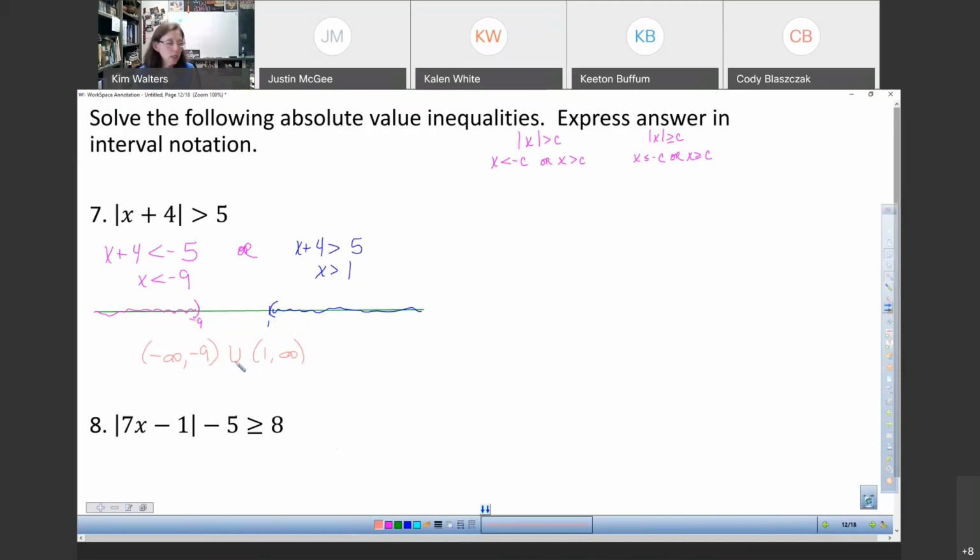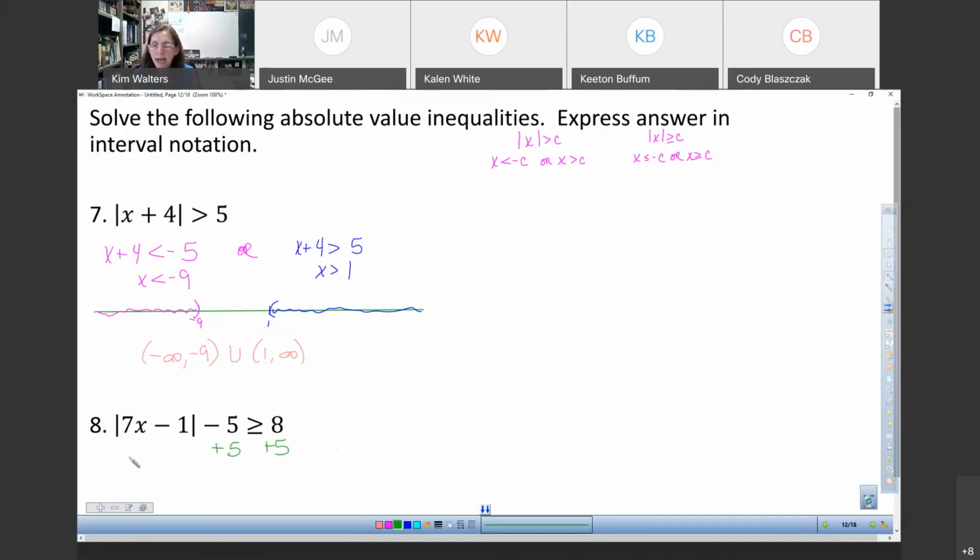Okay. Somebody look at number 8 and tell me what the first thing I need to do is. Add 5 to both sides. Oh, yes, add 5 to both sides. Y'all are so good. Okay, so I'm going to add 5 to both sides.